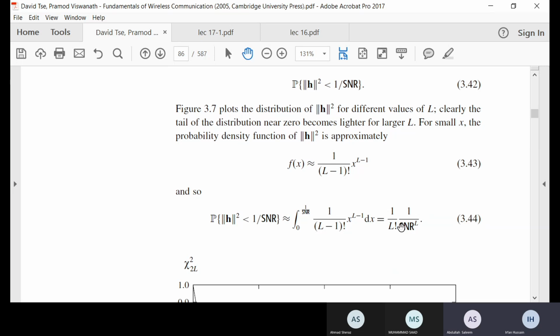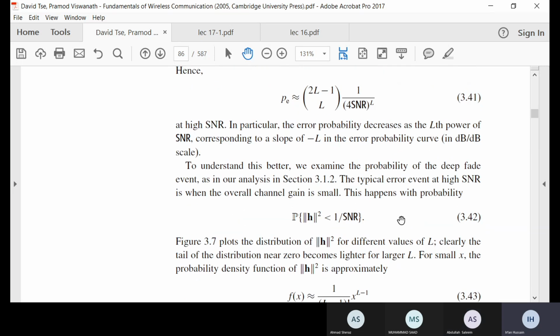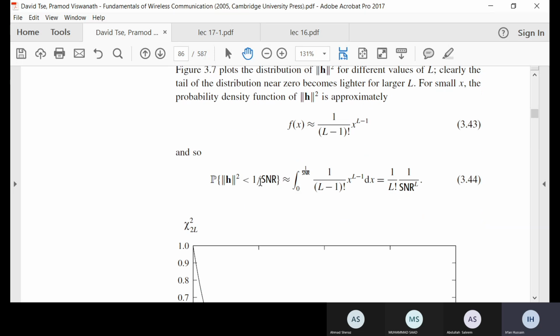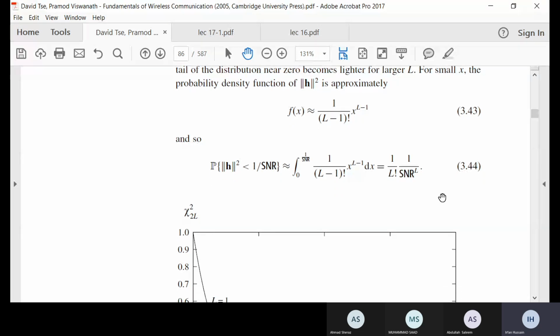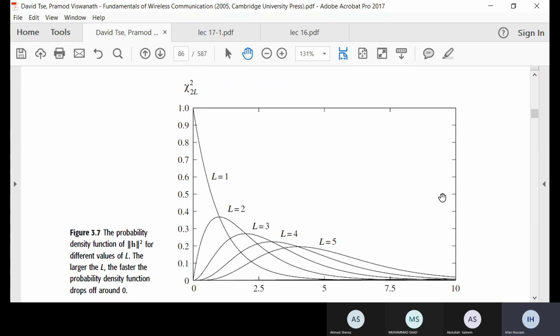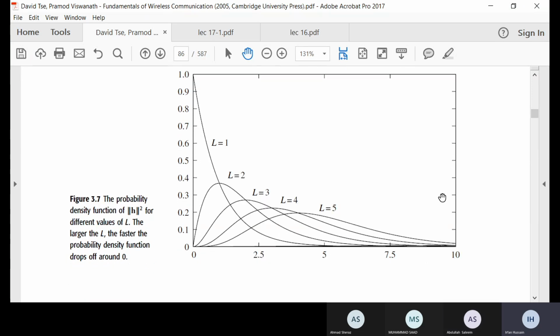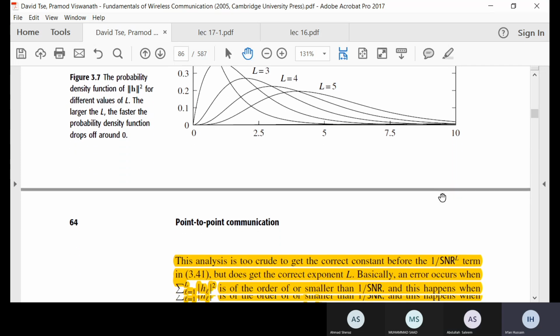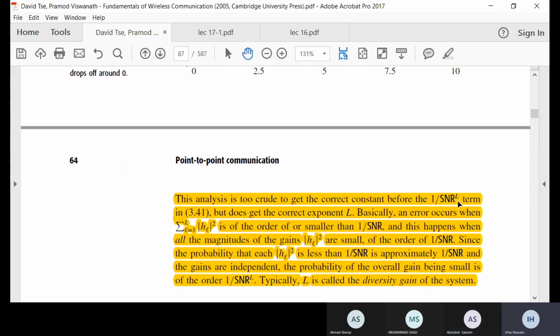But still you can see that the commonality is that here this was also 1 over SNR^L and this is also 1 over SNR^L. So whether you do a very rough approximation or you use some exact formula and then approximate, it gives us the result that the probability of error decreases as 1 over SNR to the power L, as compared to simple 1 over SNR. This is your chi-square distribution for different values of L, or different numbers of diversity paths. But this 1 over SNR^L term can also be derived from a very important perspective.